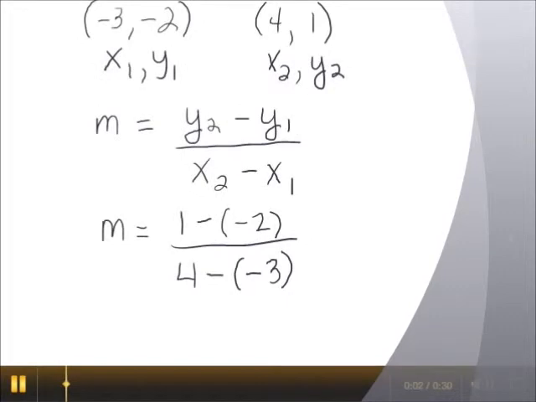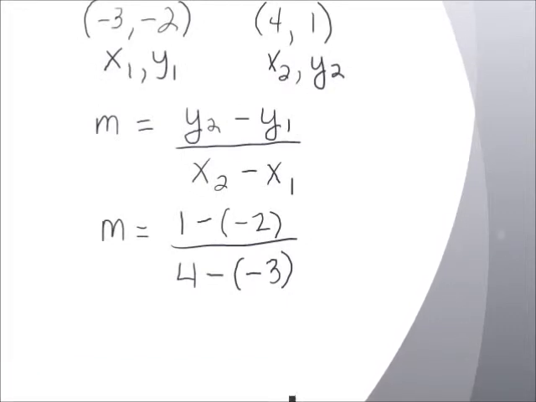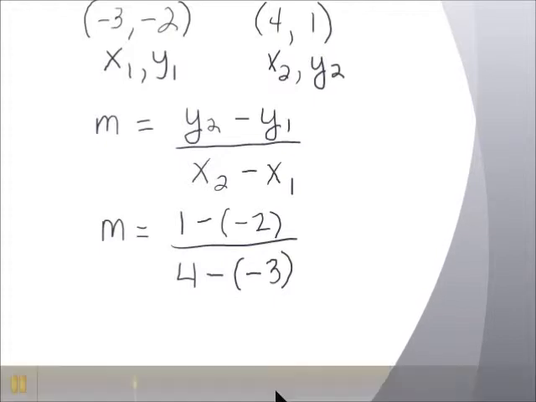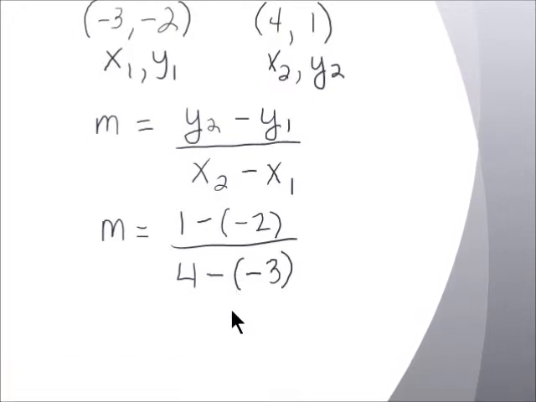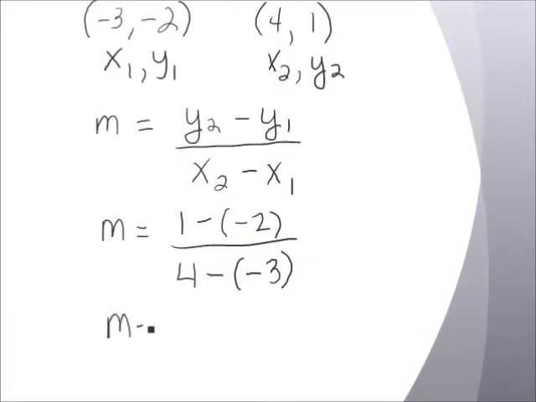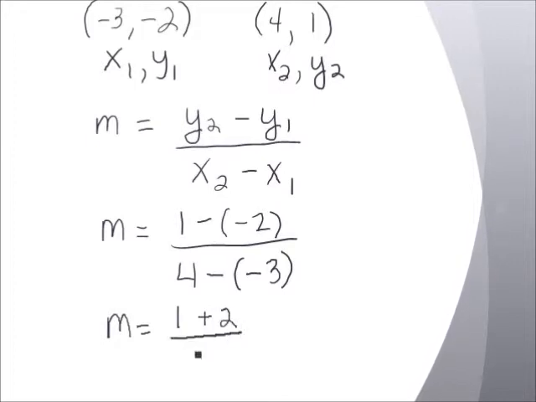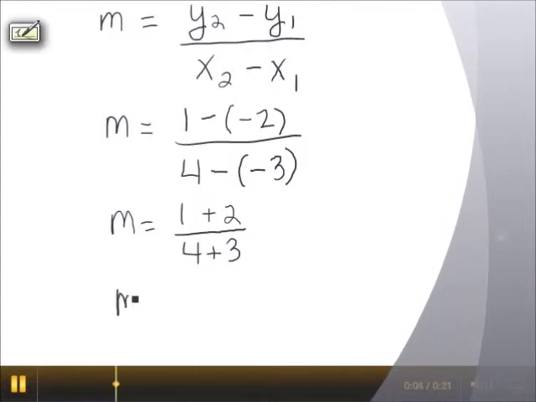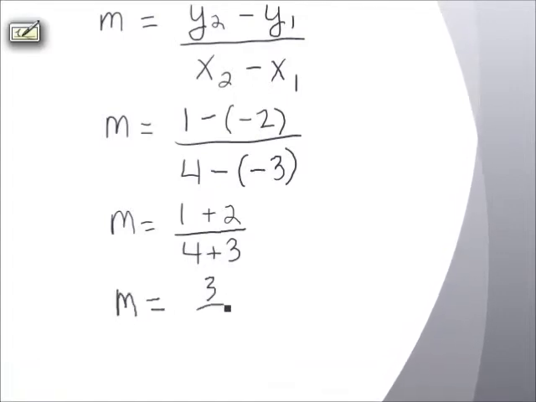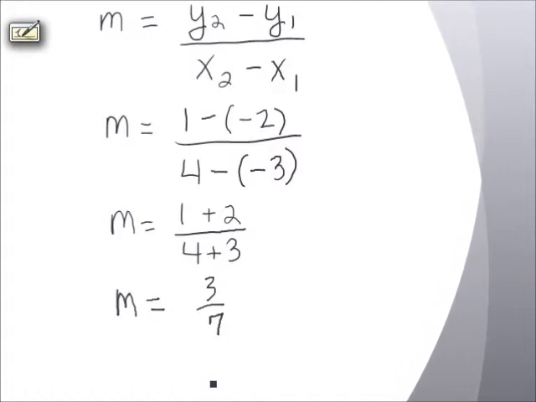We must remember to carefully watch our signs when substituting the values into the formula. As you can see, careful substitution reveals that we have 2 negative signs that become positive. Let's rewrite the equation. We can now say that m equals 1 plus 2 divided by 4 plus 3. Now we just have to finish calculating. M equals 3 over 7. Since our slope, 3 over 7, cannot be further reduced, we are finished.